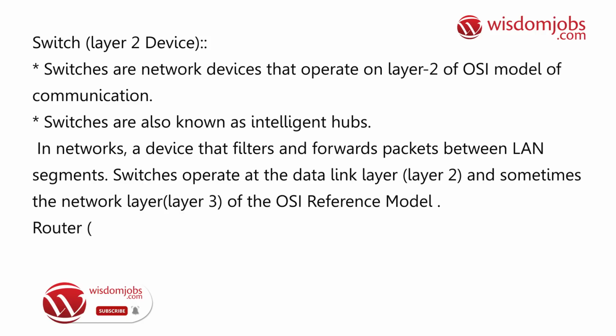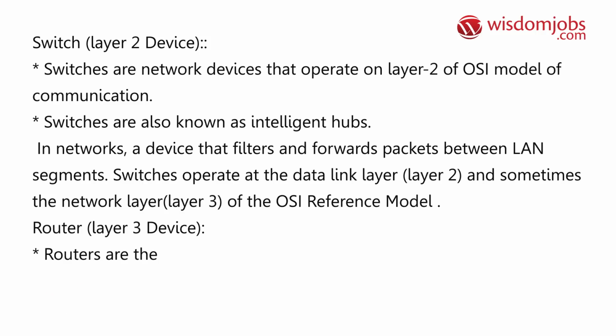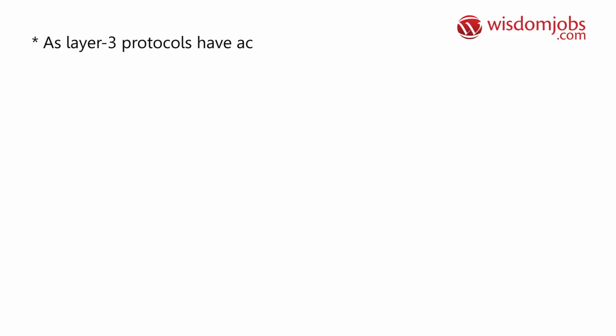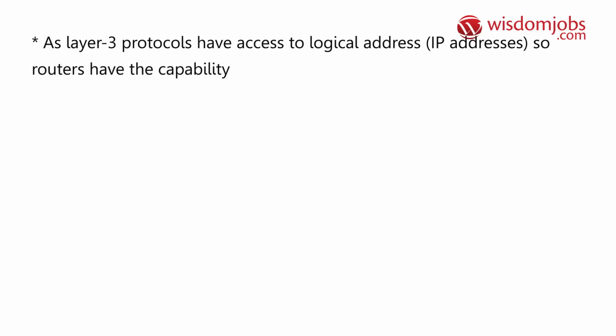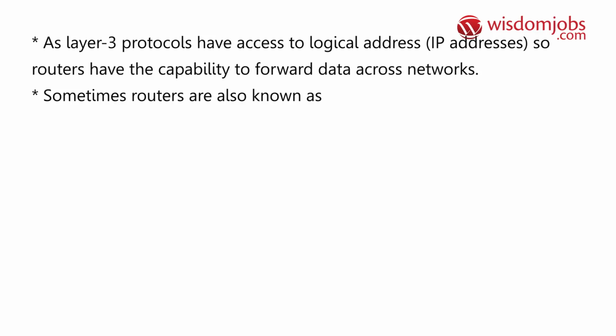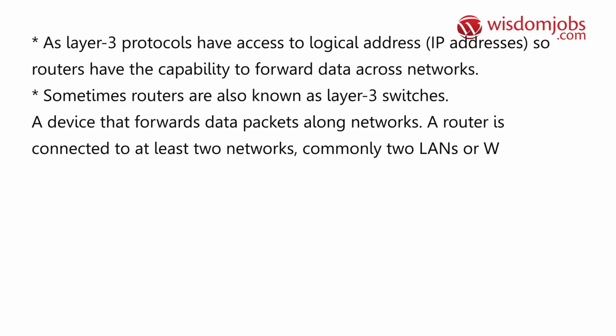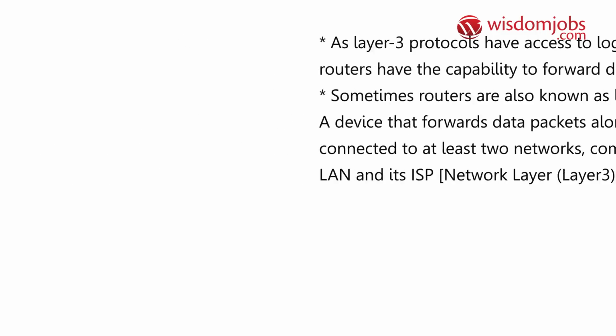Router, layer 3 device. Routers are network devices that operate at layer 3 of the OSI model of communication. Layer 3 protocols have access to logical addresses, IP addresses, so routers have the capability to forward data across networks. Routers are sometimes also known as layer 3 switches, devices that forward data packets along networks. A router is connected to at least 2 networks, commonly 2 LANs or WANs, or a LAN and its ISP. Network layer, layer 3.